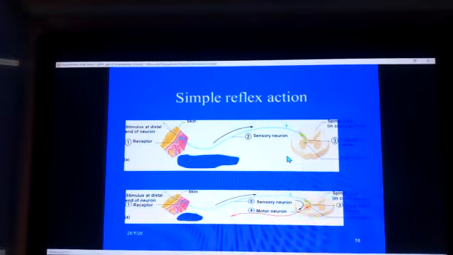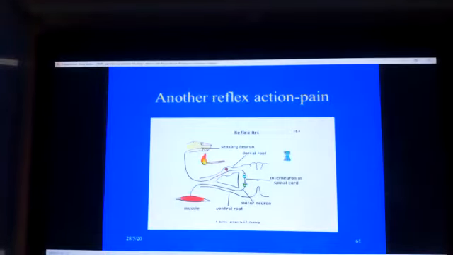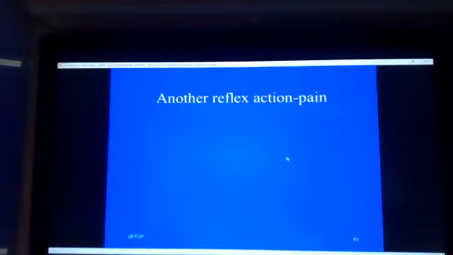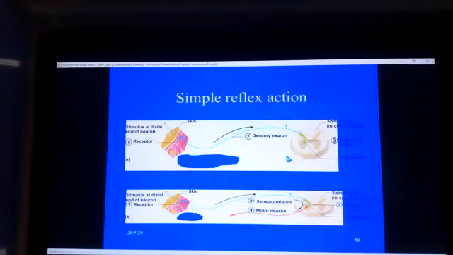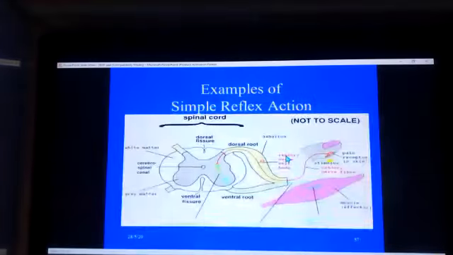I think I will quickly look through the knee-jerk experiment.